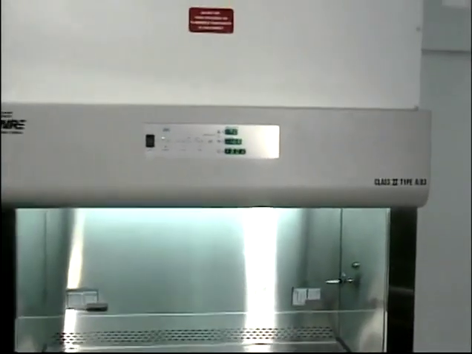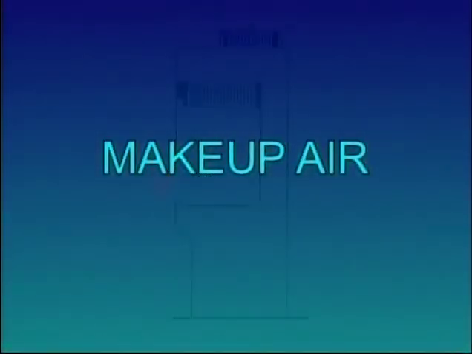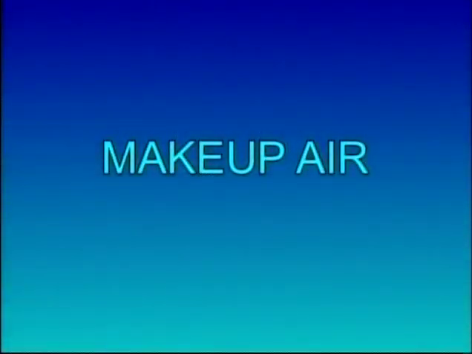In both the Type A and B3 configurations, 70% of the internal airflow is recirculated through the supply HEPA filter, as 30% of the internal air is vented to the outside through the exhaust HEPA filter. This 30% exhaust is replaced at the sash with an equal amount of inflowing air. This is known as makeup air, which is needed to produce the required inflow velocities to the unit for containment of hazardous compounds.